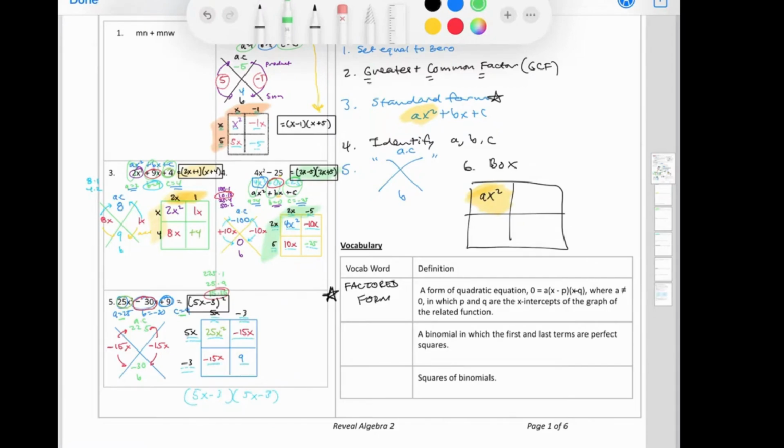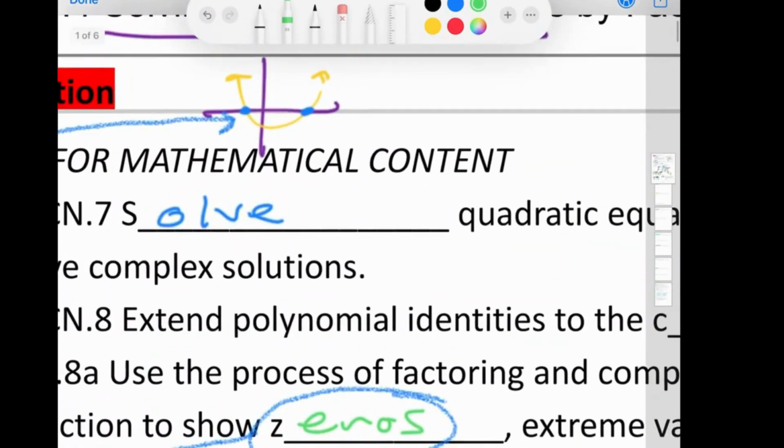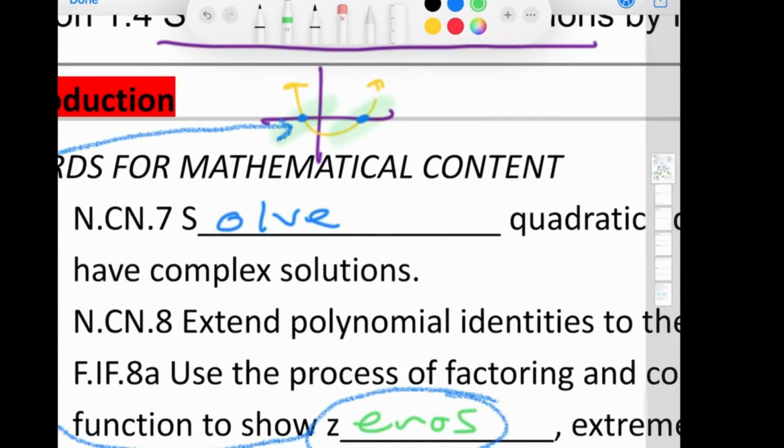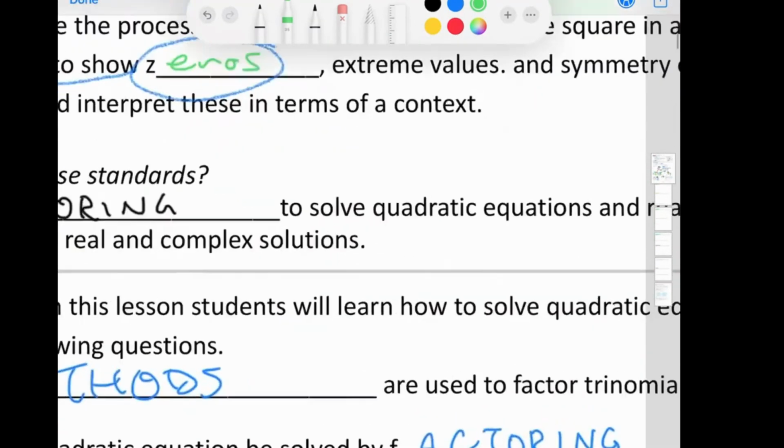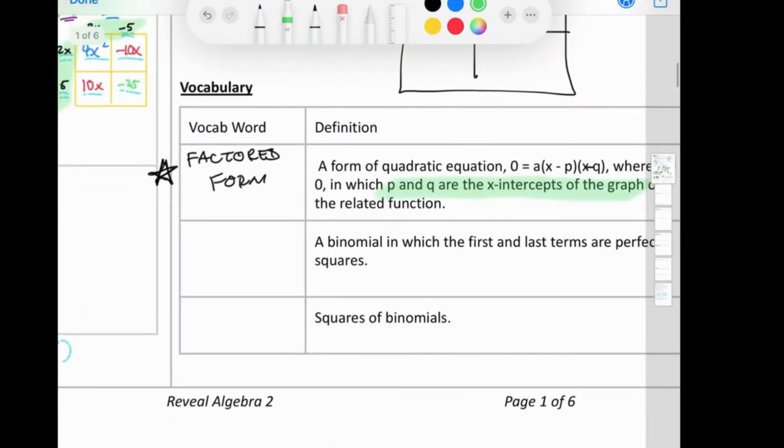I also want to point out that it says p and q are x-intercepts of the graph. Oh, I did save it. That's what I was talking about. There's my x-intercepts right there. Okay? That's all we're doing, all is finding those 2 dots. Crazy, huh? Okay.